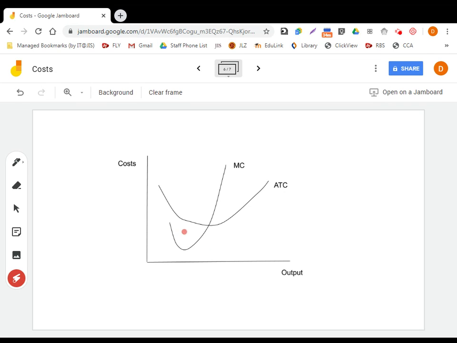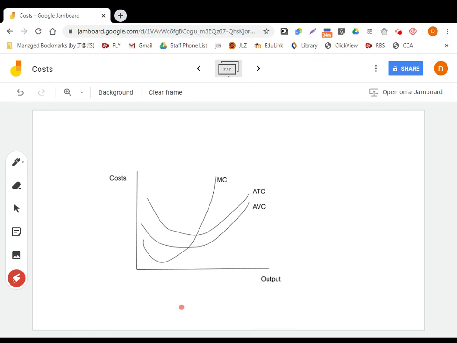Why? If marginal cost is below average total cost and you produce one more unit, average total cost will fall. If you produce one more unit here, where marginal cost is greater than average total cost, the marginal cost of that unit is higher than the average cost, so average cost is going to go up. So this must be the lowest point every time. Add in average variable cost as well, same thing is true. So it's going to cross the lowest point here and the average total cost at the lowest point again here.